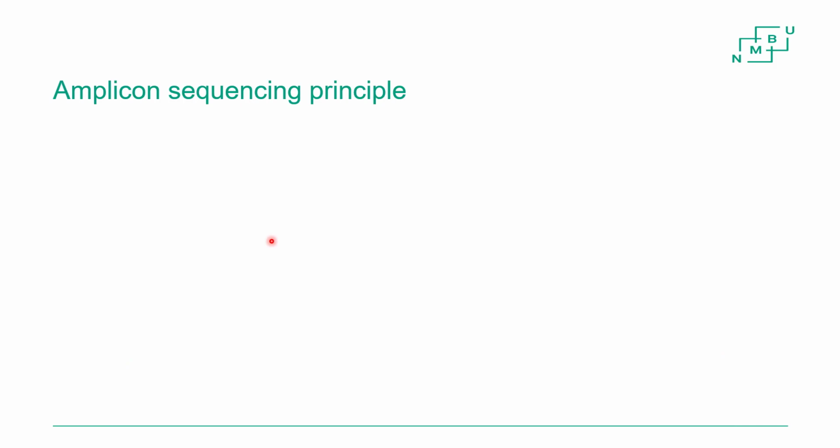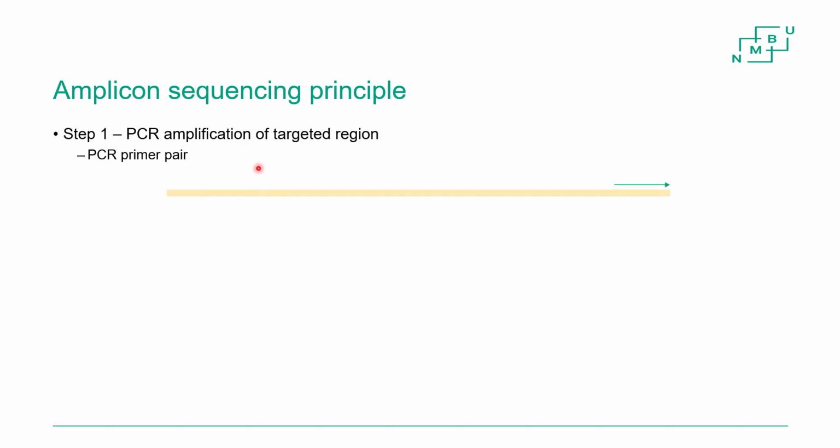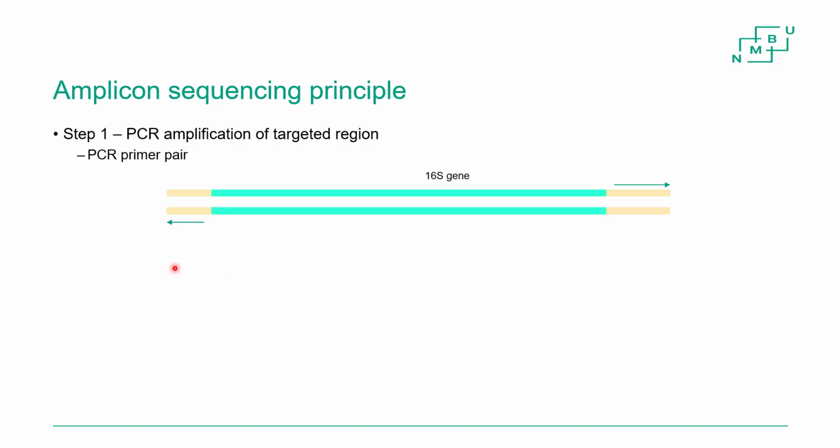So, the amplicon sequencing principle. First, you do PCR amplification of the targeted region. And for that, you need what we call a PCR primer pair. Let me try to illustrate this. So here we have the double-stranded genome, or a piece of it, right? And here is the 16S gene that we want to sequence now.